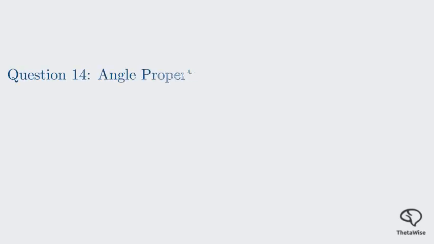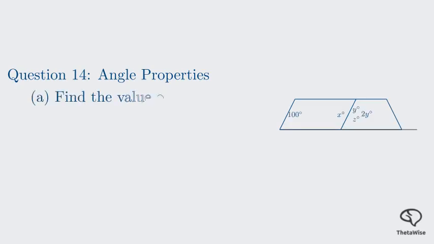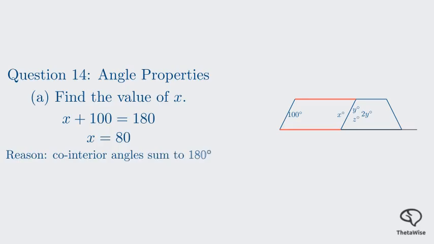Question 14 involves finding unknown angles in a composite diagram. In part A, we need the value of x. Notice that x and the angle 100 degrees are interior angles between 2 parallel lines. These are called co-interior or allied angles, and they sum to 180 degrees. So x is 80 because co-interior angles sum to 180 degrees.